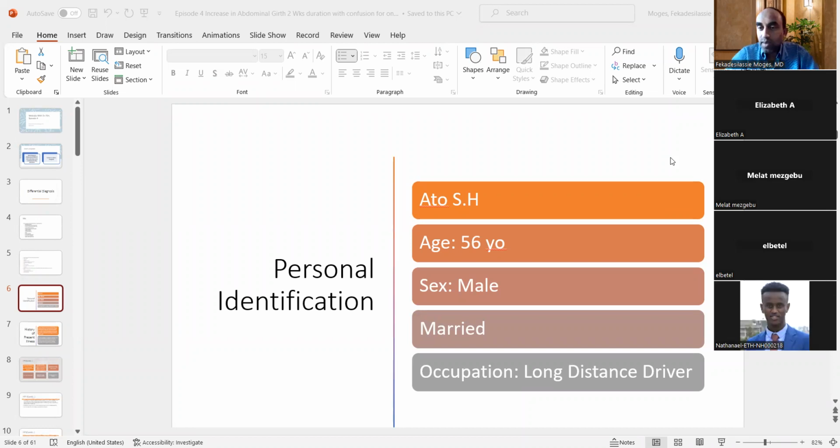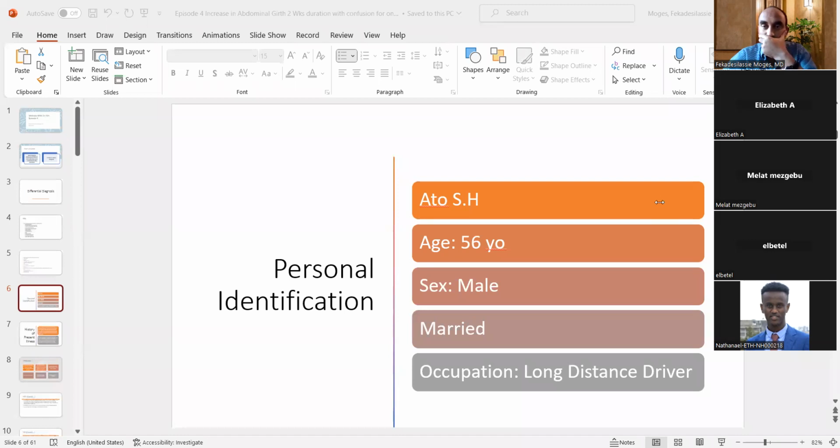Okay, so Melat, shall we progress? I think we have reasonably asked the most important questions. Shall we progress? Yes, there is one more question.